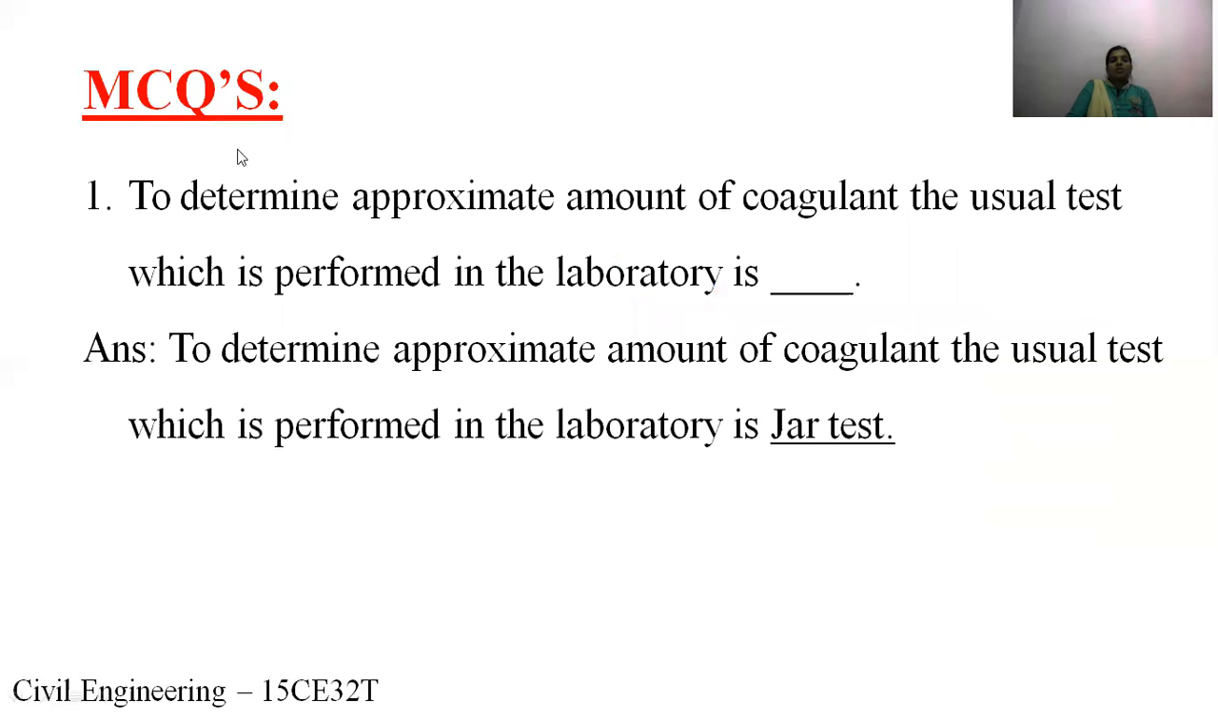Next topic is some multiple choice questions. First question: to determine the approximate amount of coagulant, the usual test which is performed in the laboratory is, so usually to determine the optimum dosage of coagulant, the usual test which is done in the laboratory is the jar test.